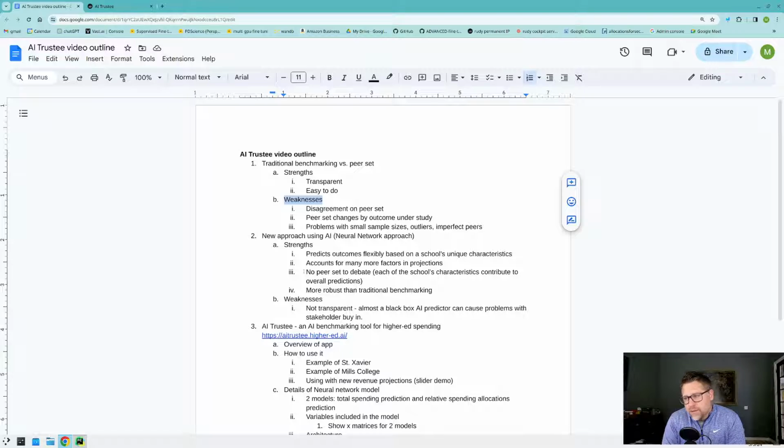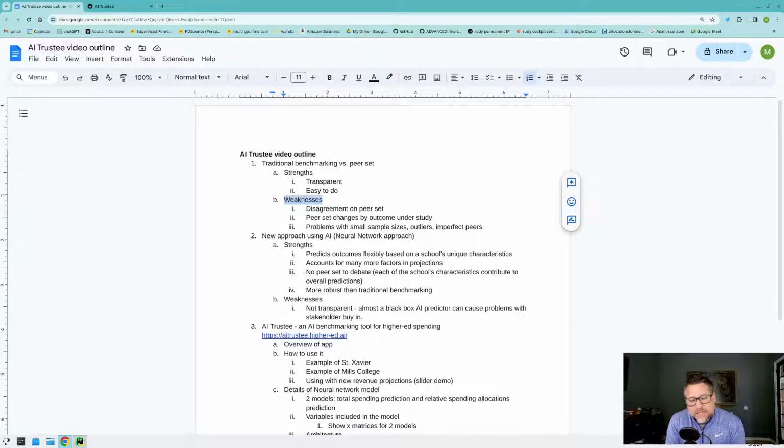And so, again, one of the advantages is that you're not going to have the controversy with the peer set. It's also going to be a lot more robust. It's going to learn these relationships, which can be pretty complicated, really flexibly and just fit any kind of school that you can throw at it. Even schools that don't exist, it will be able to predict what the spending or what the retention rate should be, what a normal value would be for that type of school.